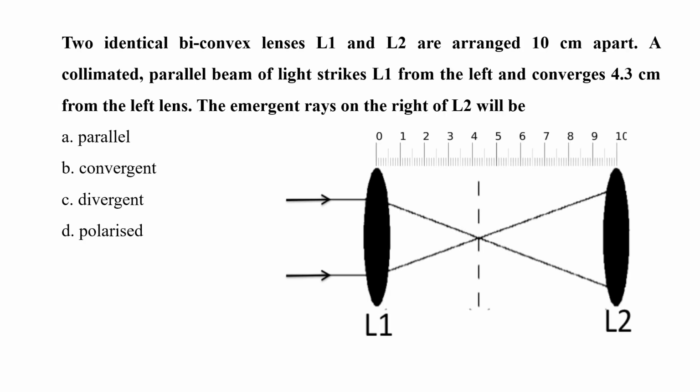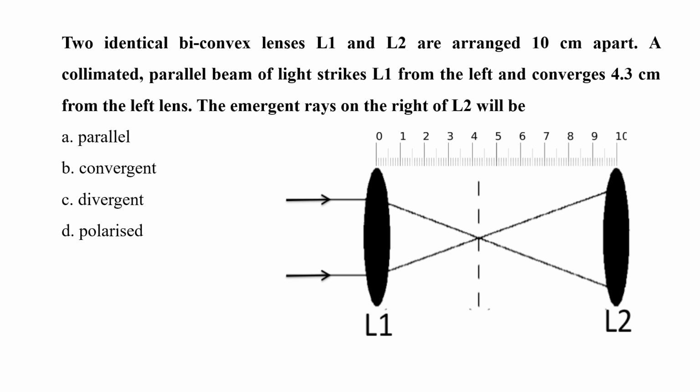Two identical biconvex lenses L1 and L2 are arranged 10 cm apart. A collimated parallel beam of light strikes L1 from the left and converges 4.3 cm from the left lens. The emergent rays on the right of L2 will be A. parallel, B. convergent, C. divergent, or D. depolarized.